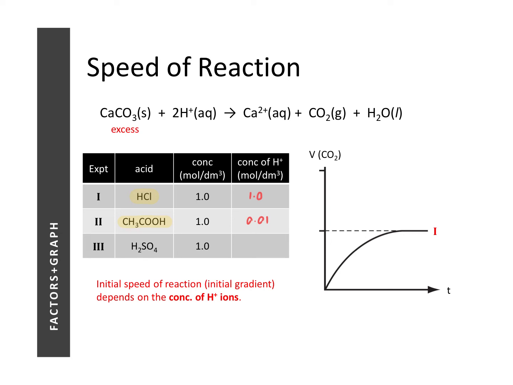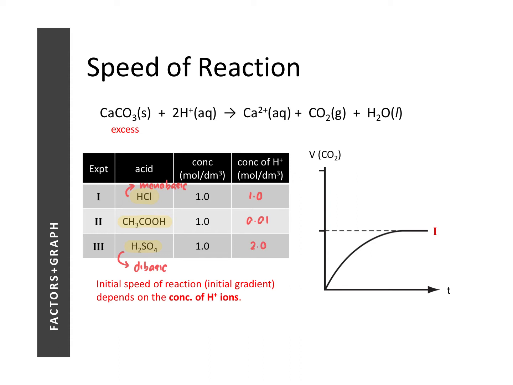Now in experiment 3, we have sulfuric acid. We have learned also that sulfuric acid is a strong acid, but the difference between sulfuric acid and hydrochloric acid is that sulfuric acid is a dibasic acid, whereas hydrochloric acid is a monobasic acid. So for a dibasic acid, 1 mole of the acid will produce 2 moles of hydrogen ions. So when we have 1 mole per dm cube of sulfuric acid, essentially the concentration of hydrogen ions will be around 2 times that of the acid.